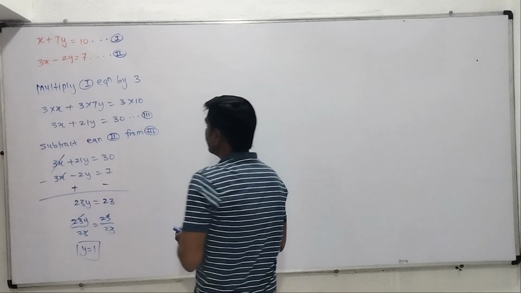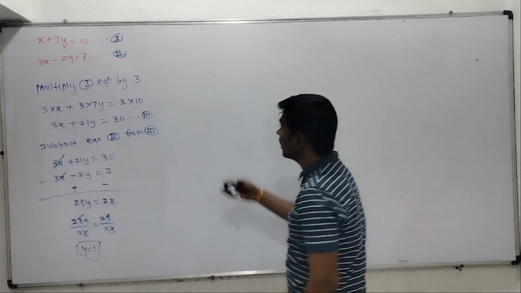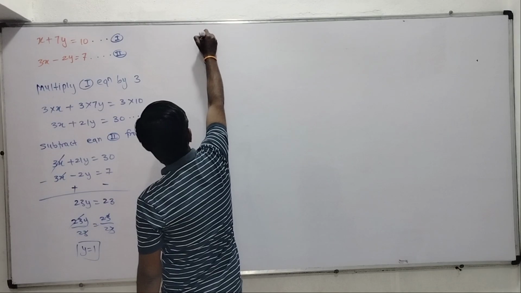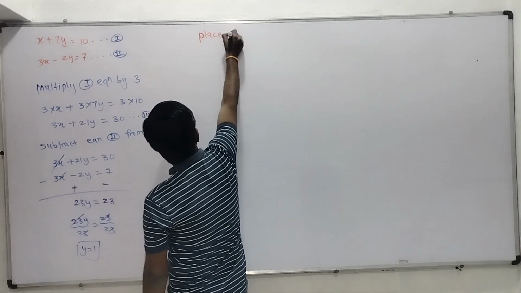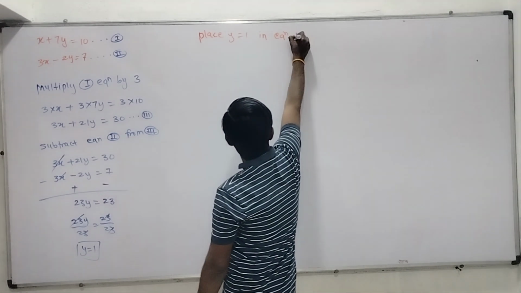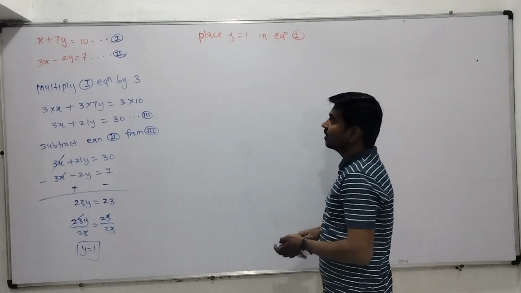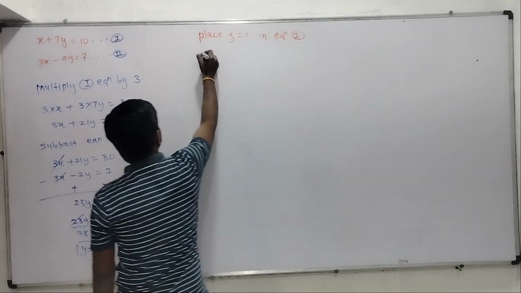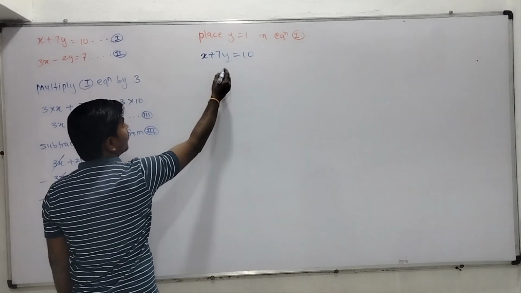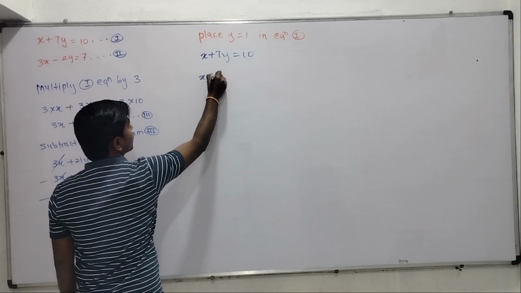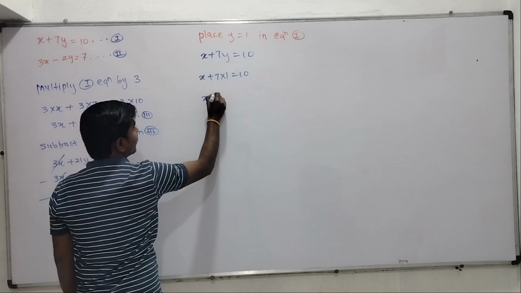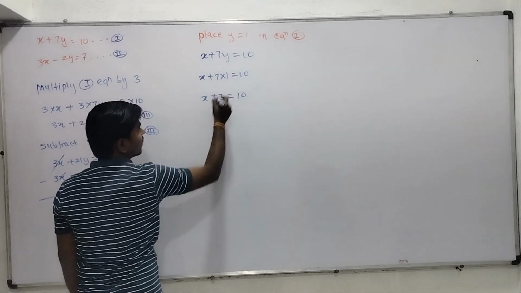So now we are going to put this value in the first equation. Place y is equal to 1 in equation 1. So what is our first equation? Our first equation is x plus 7y is equal to 10. Here y's value is 1. So x plus 7 into 1 is equal to 10. Hence x plus 7 is equal to 10, because 7 ones are 7.